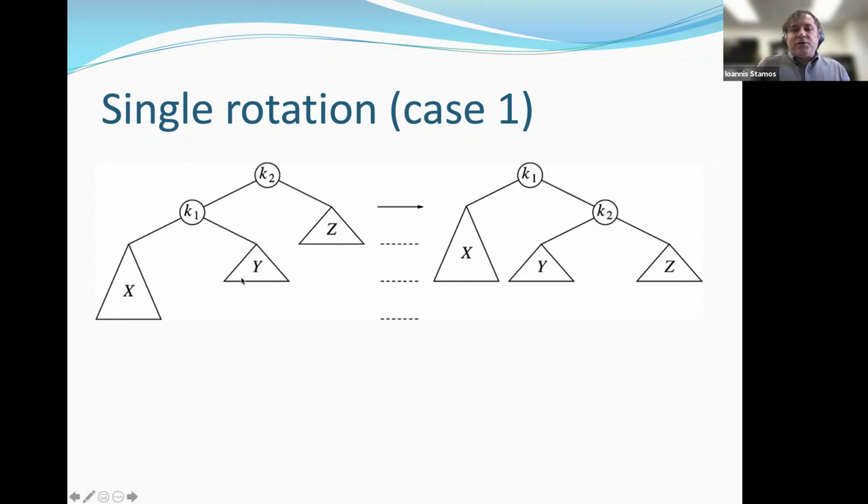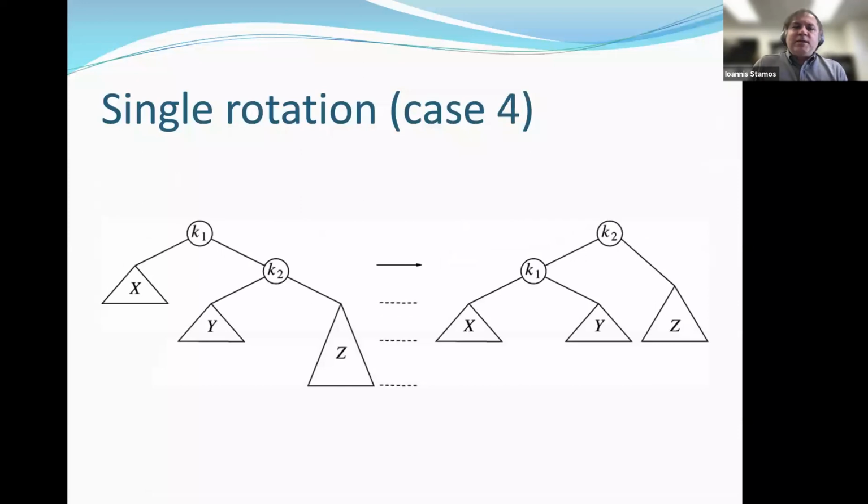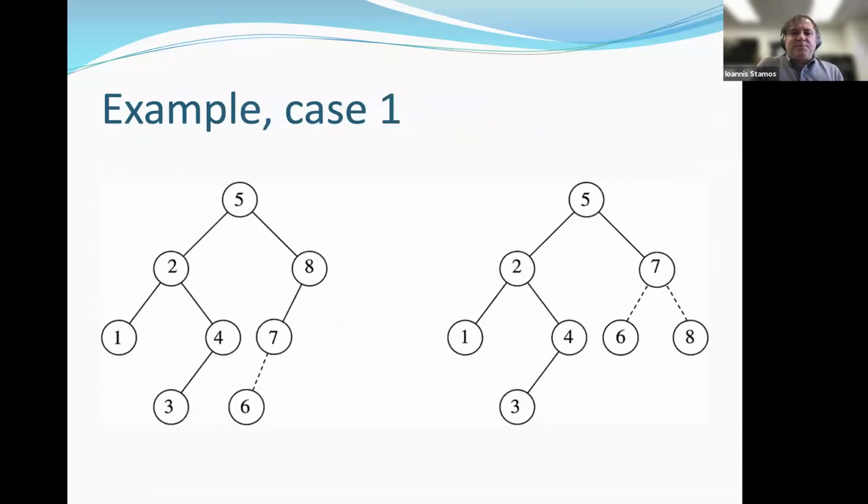On the left, all the keys on Y are between K1 and K2. The same thing on the right. On the left, all the keys on Z are greater than K2. The same thing on the right. So you don't change anything with respect to the relative relations of keys. And you can do it the other way, the symmetric single rotation, where the right tree, the Z, becomes bigger. It's the same idea. So let's see it with an example.